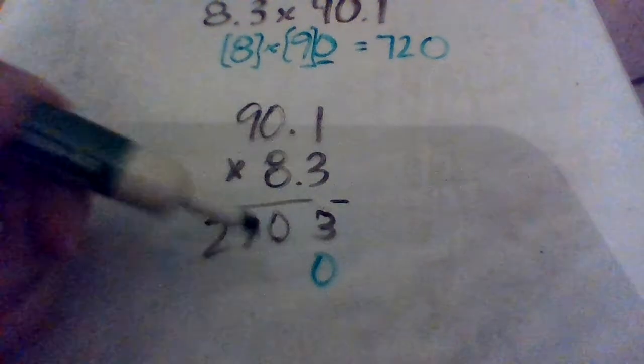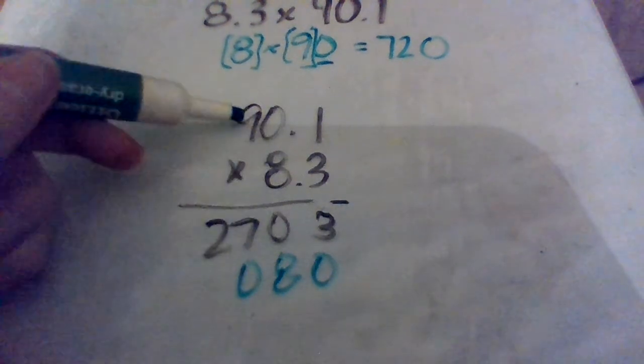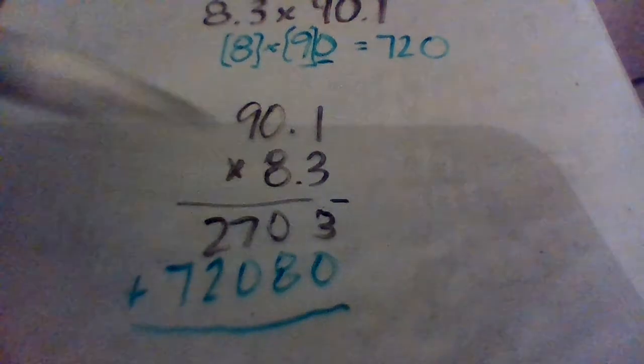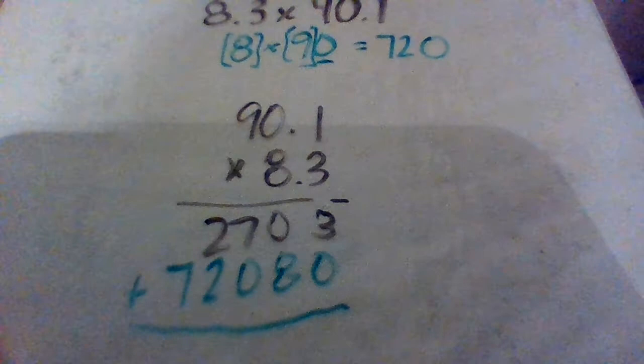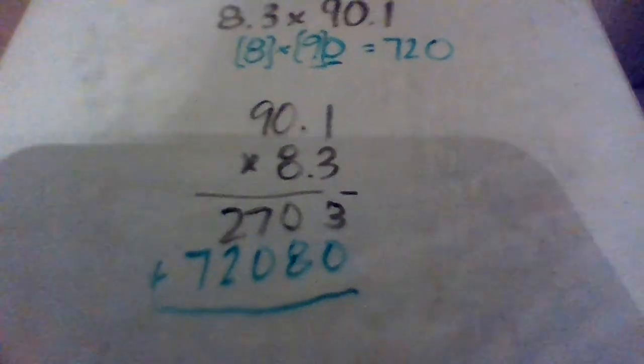So 8 times 1 gives me 8. 8 times 0 gives me 0. 8 times 9 gives me 72. Okay, so it looks big, but you got it. And notice I'm lining each of these up. So remember we talked about you might want to use graph paper to help, especially when we get into longer problems.